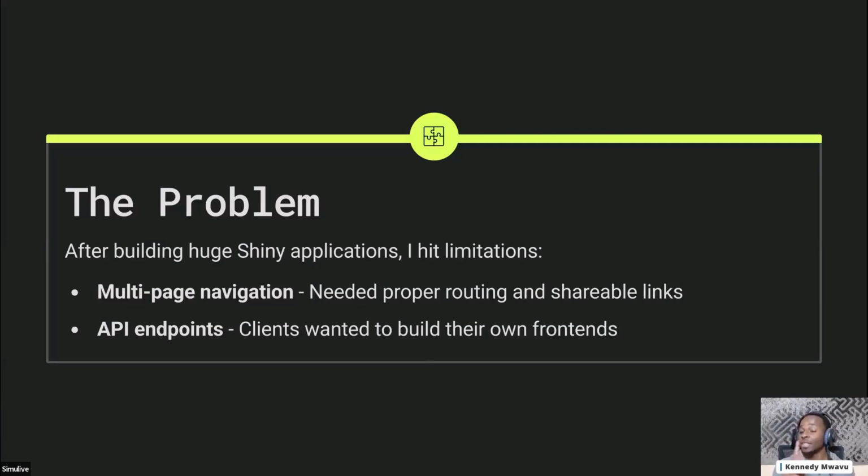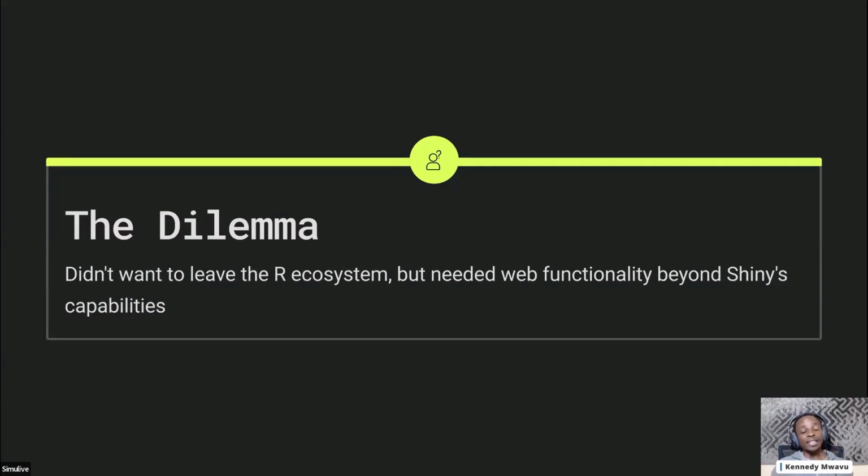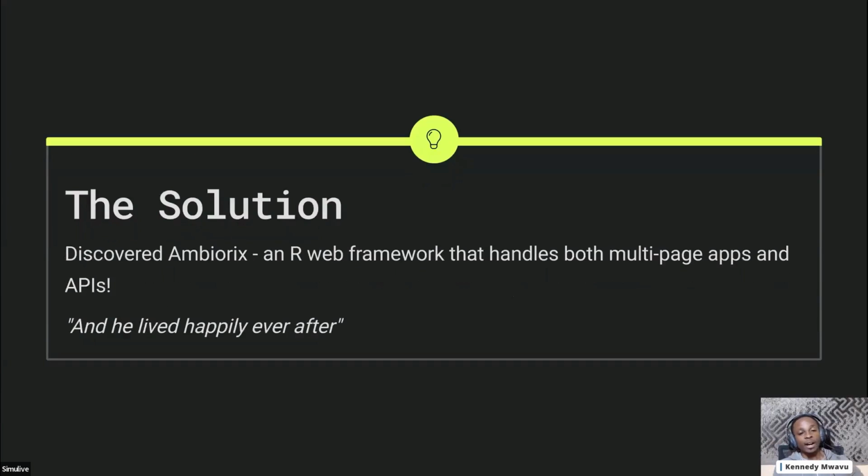Now, the dilemma I was in, though, was I really did not want to leave the R ecosystem. R was the first programming language I learned, and I love it. I just wasn't ready to ditch it. Now, that was when I started looking for solutions and I stumbled upon Ambiorix. Then I realized it in fact handles both of my problems, multi-pages and APIs. I have lived happily ever since.